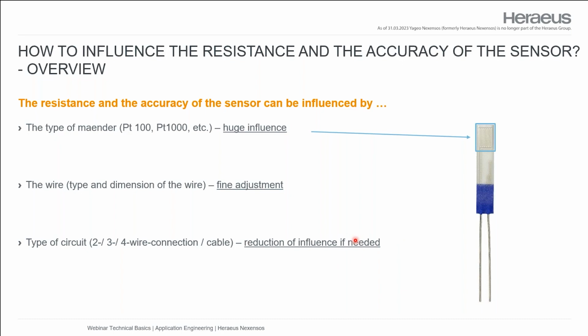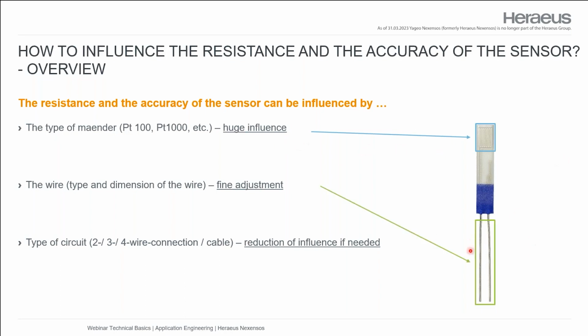Okay, let's continue here. What influence is the highest? And we see here the meandration. This is a small line, which is more or less like a circuit. And this line has for sure the most influence on our sensor. That means if this line is much longer, then the ohmic value will increase. And we see that later. It's a big difference in the design if you have a PT 100, meaning 100 ohm at 0 degrees, or a PT 1000, which means 1000 ohm.